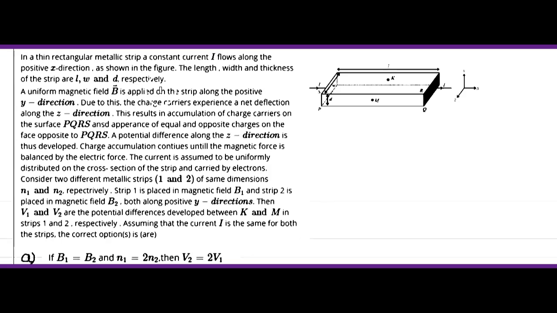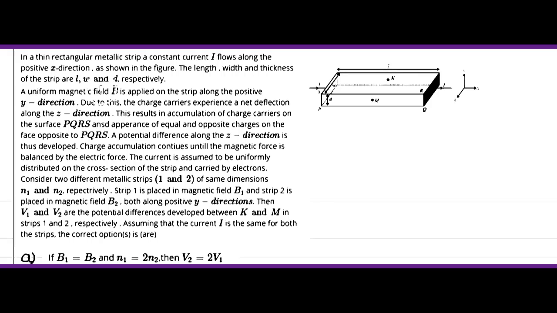Thank you. Hello everyone, let us start with our question. In this question, it is given that there is a thin rectangular metallic strip which is having a constant current I, which is flowing through the positive x direction as shown in the figure. That means in this direction there is a current which is flowing. Now the length, width and thickness of the strip are given as L, W and D respectively.